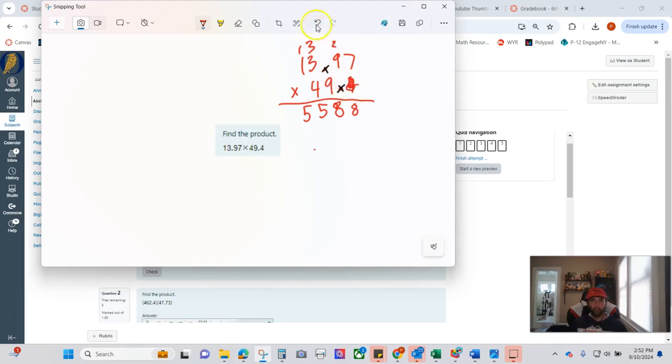So I'll scribble that out and I will erase these numbers. Now I put my placeholder 0 here, and let's move on to the 9. 9 times 7 is 63. Put down a 3, carry the 6. 9 times 9 is 81. Plus 6 is 87. Put down the 7, carry the 8. 9 times 3 is 27. Plus 8 is 35.